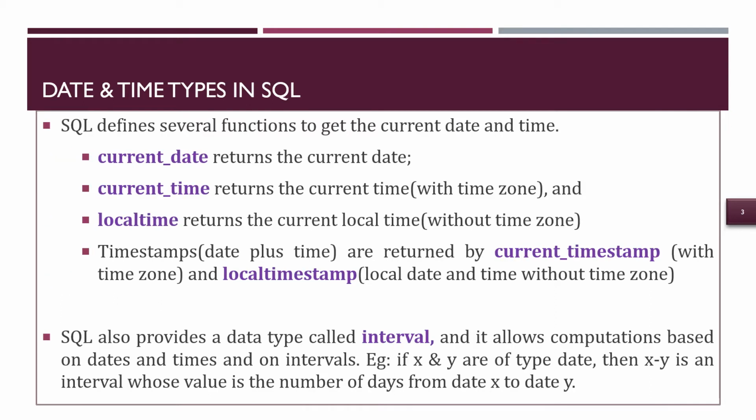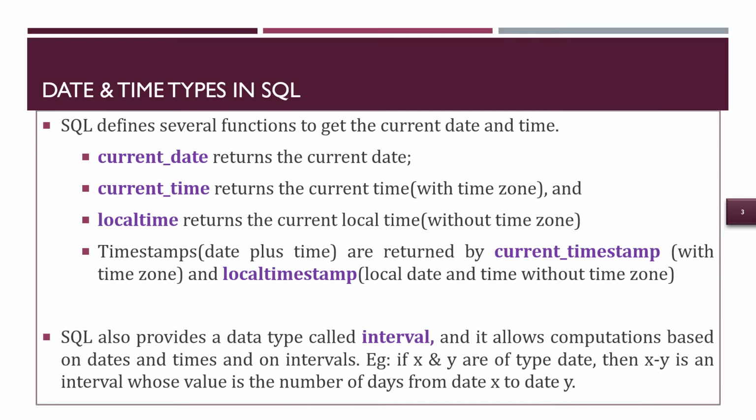SQL defines several functions to get the current date and time. The current_date function returns the current date. The current_time function returns the current time with the time zone. And localtime returns the current local time without the time zone. The timestamps are returned by current_timestamp and localtimestamp. The current_timestamp function displays the time and date with the time zone, whereas the localtimestamp function displays the local date and time without time zone.